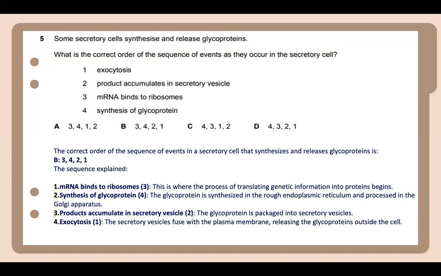Statement 4, synthesis of glycoprotein in the rough endoplasmic reticulum and processed in the Golgi apparatus. Statement 2 refers to the product accumulating in secretory vesicles. The glycoprotein is packed into secretory vesicles. And statement 1, exocytosis, is where the secretory vesicle fuses with the plasma membrane, releasing the glycoprotein outside the cell.